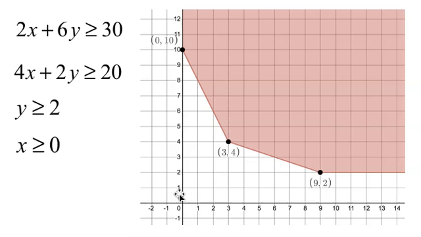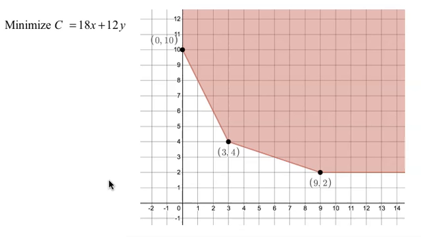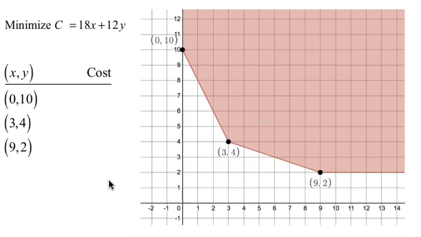This is an unbounded region. In the case of an unbounded region, you cannot find a maximum for a standard max problem, assuming all the coefficients are positive. But we can find a minimum, which is what we're looking for here. So we've got to plug all of our corner points into our original to see which one has the minimum value. So we want to minimize C, our cost, which was 18x plus 12y. And we're going to plug in those three corner points, 0, 10, 3, 4, 9, 2.